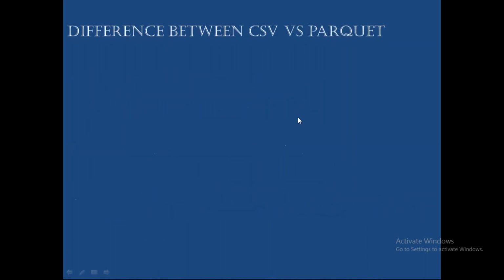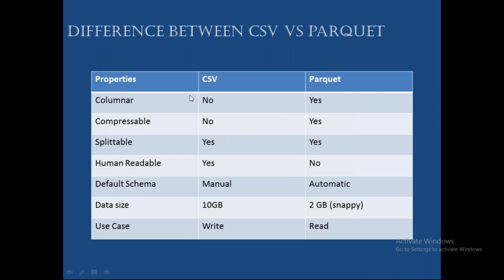Let me move on. Now you see differences between CSV and Parquet. The first thing you need to understand is columnar. We just discussed CSV is not columnar, it's row-oriented storage. But Parquet is columnar. Compressible: as we discussed, it will compress the data size up to 75% on average. But there is no compression technique in CSV.